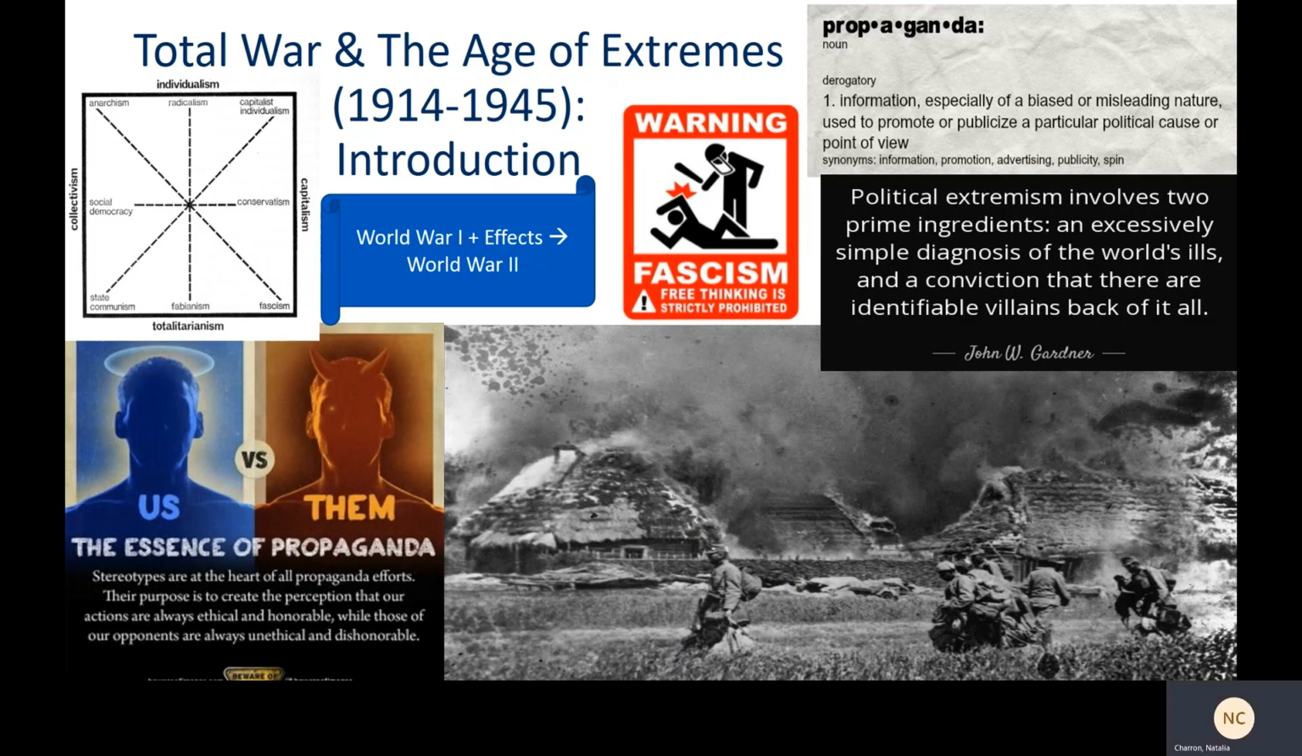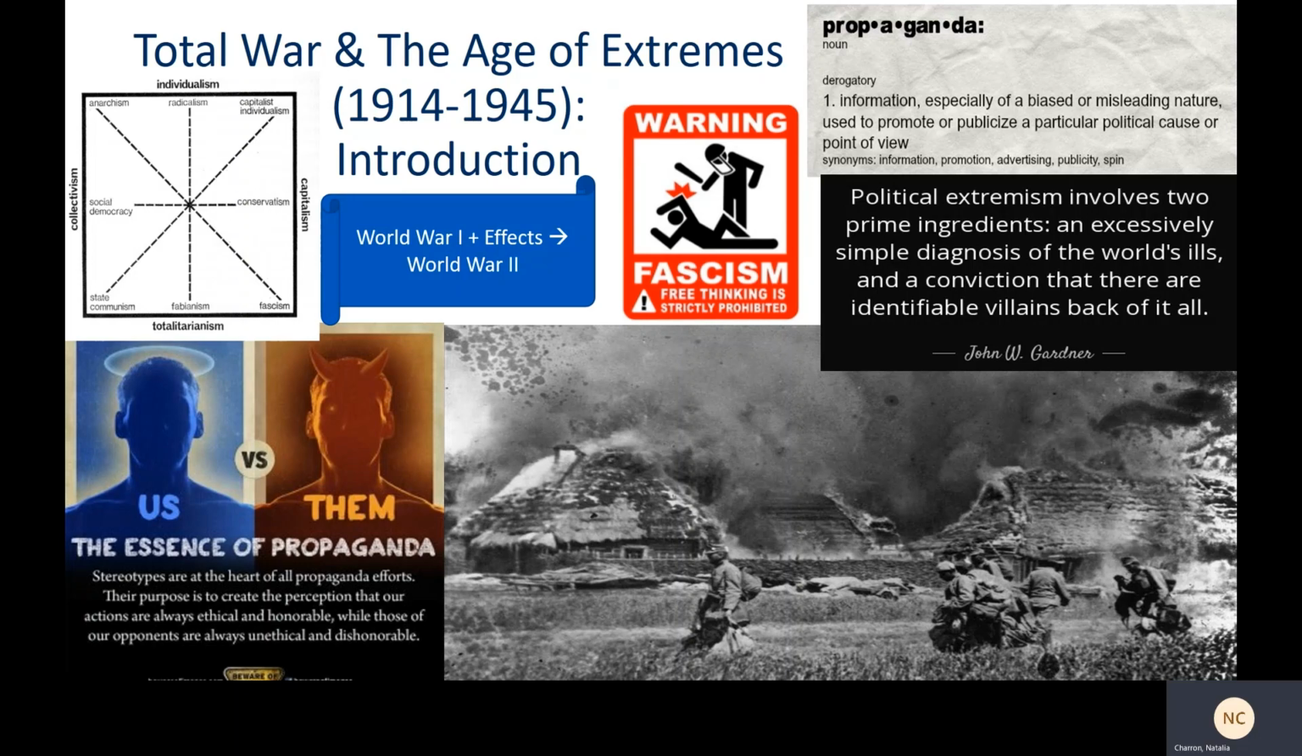Having seen the rise of industrialization and capitalism and the competition for colonies and militarism and nationalism that arose as an effect of those big changes, we're going to start looking at the way they came home to Europe in the age of total war, the age of extremes from 1914 to 1945.